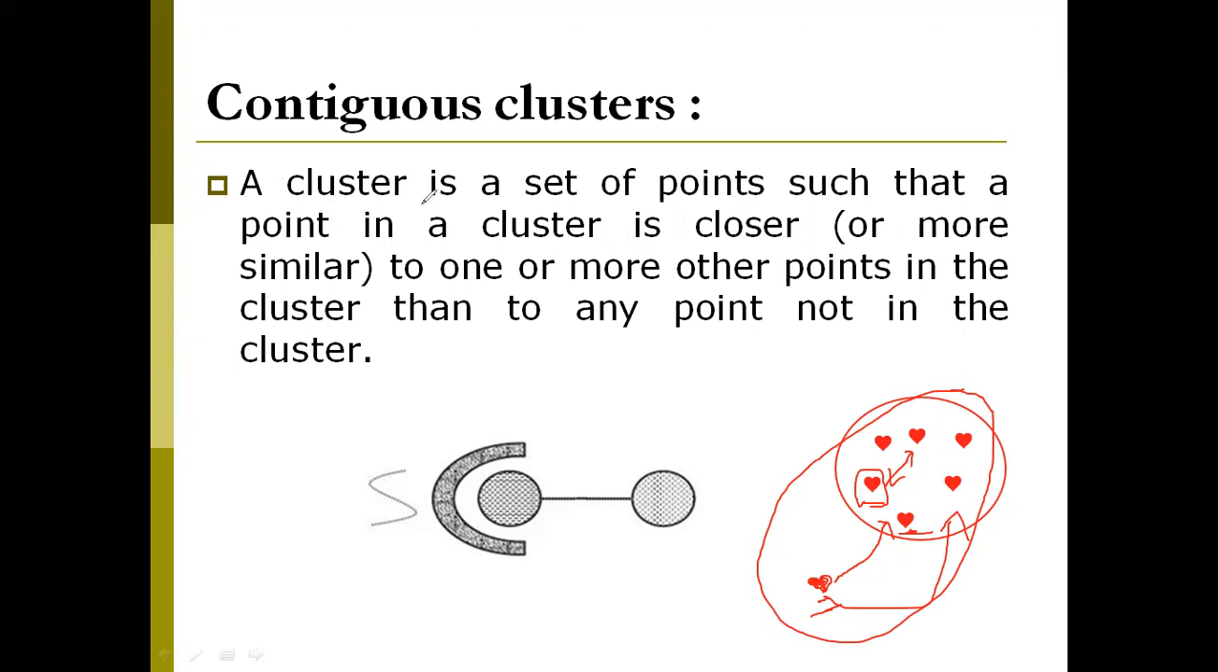So what is it? It is a cluster, a set of points such that a point in a cluster is closer to at least one or more other points in the cluster. At least one, or you may take some number of data points. If you form the clusters by considering these points, then that is a contiguous cluster here.